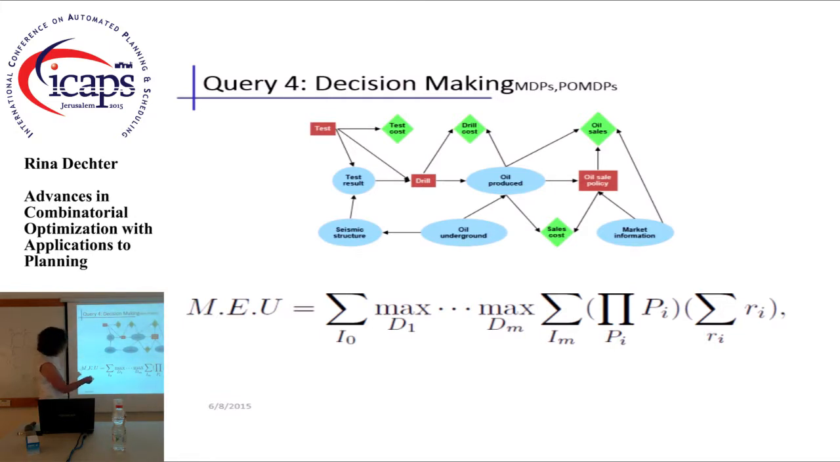You can have a primal graph that emerges from this description. And you have three action variables: test or not test, drill or not drill, and what is the oil policy that you should follow. And this is the seismic structure under the ground. These are the test results and so on. So you need to compute this policy.